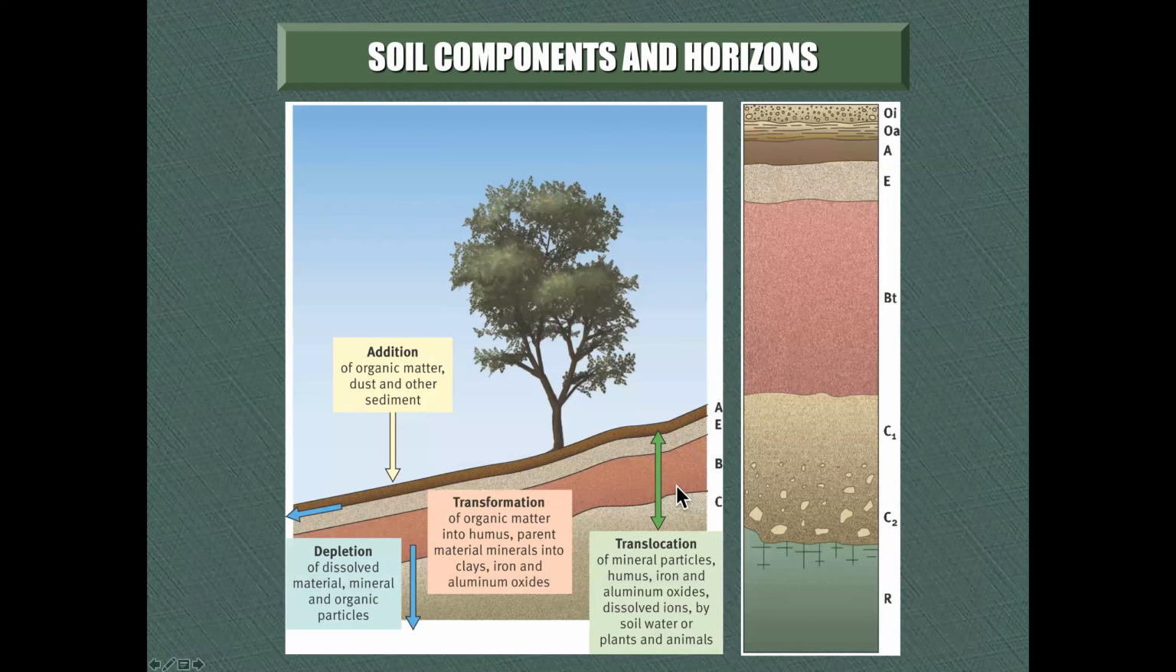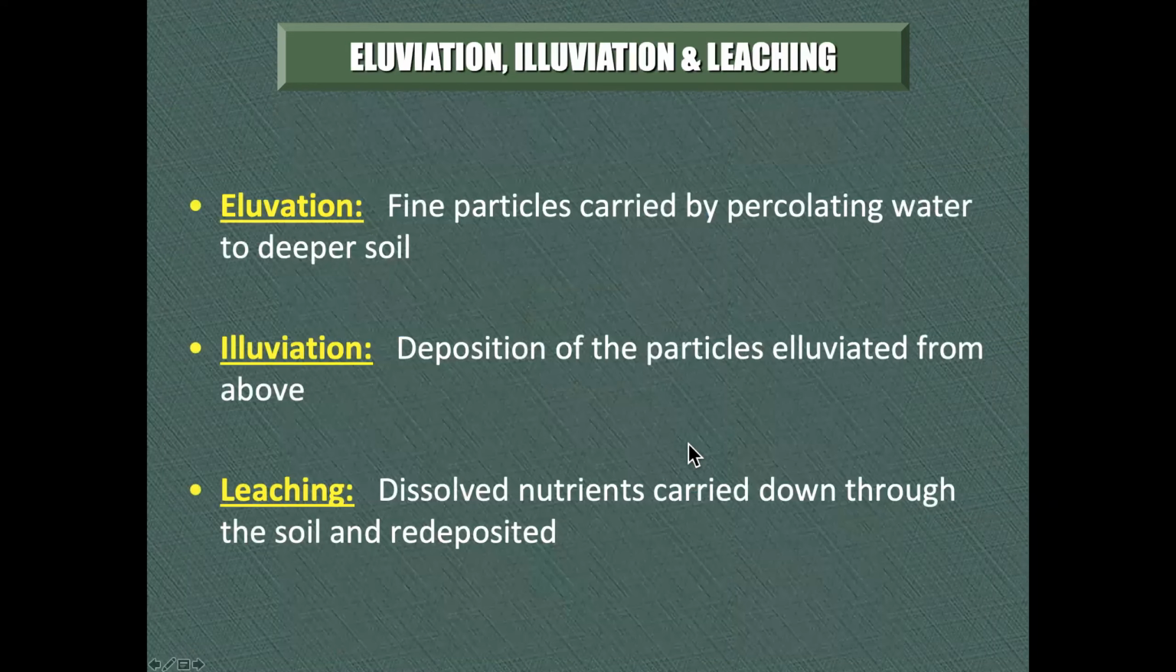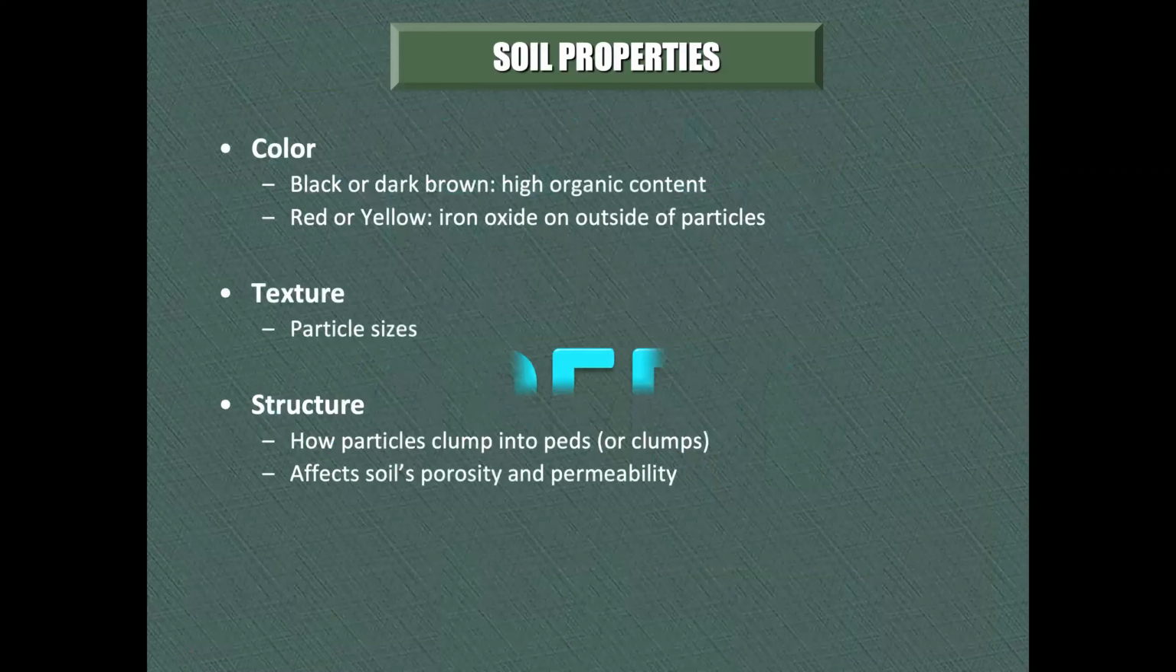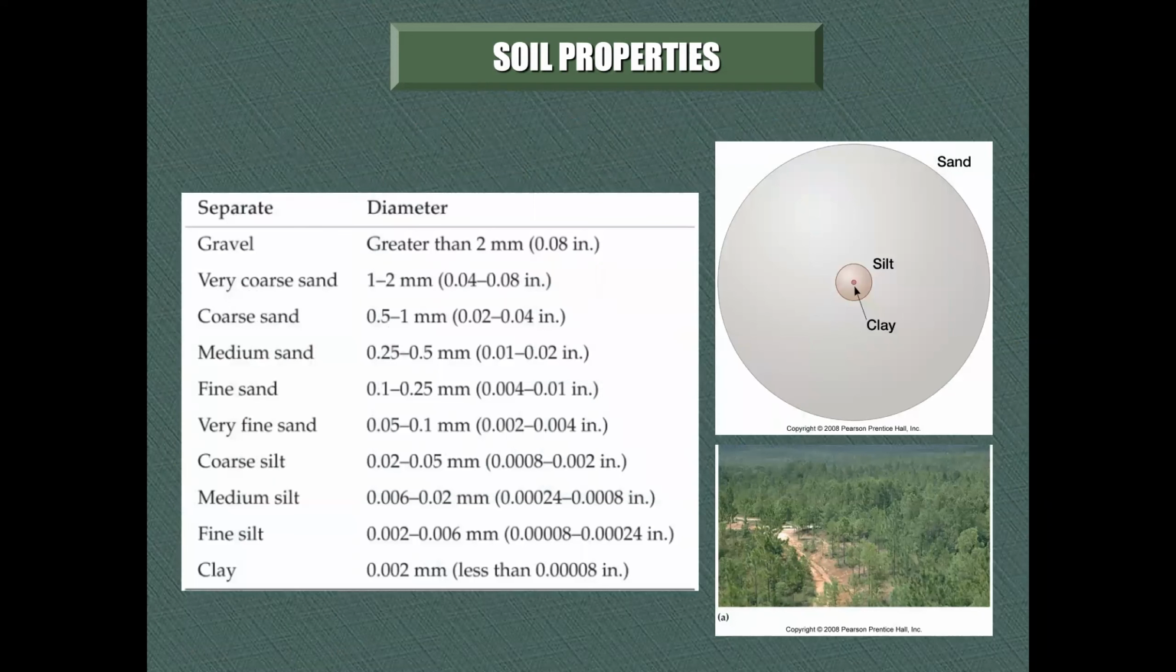The different layers. And some of the different terms for eluviation, illuviation, and leaching, and what each of them means. Some of the basic soil properties, the most obvious would be color, texture, and structure. So the smallest would be clay, the next biggest would be silt, and the biggest would be sand or gravel.